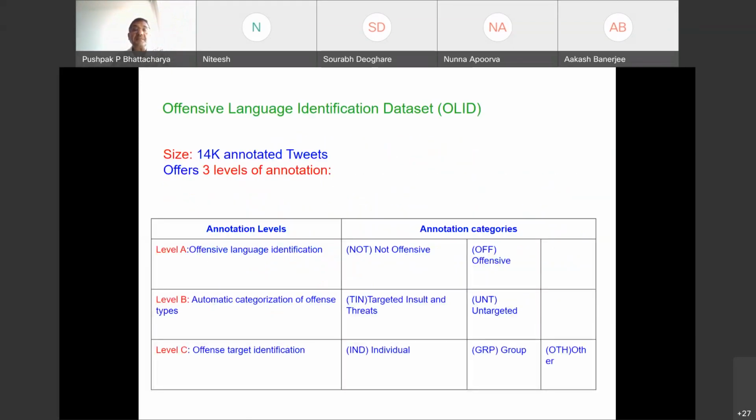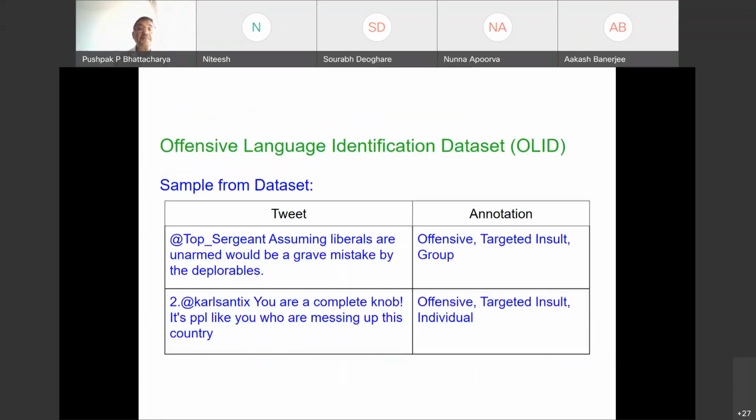Similarly, we are also discussing offensive text or toxic text in the context of bias, where again the annotation categories could be non-offensive, offensive, targeted insult and threats, untargeted, individual or group. So in many different ways you can categorize data, and this categorization should be valid. I should be able to trust the data to feed into my machine learning model. So this is an example of multi-level data.